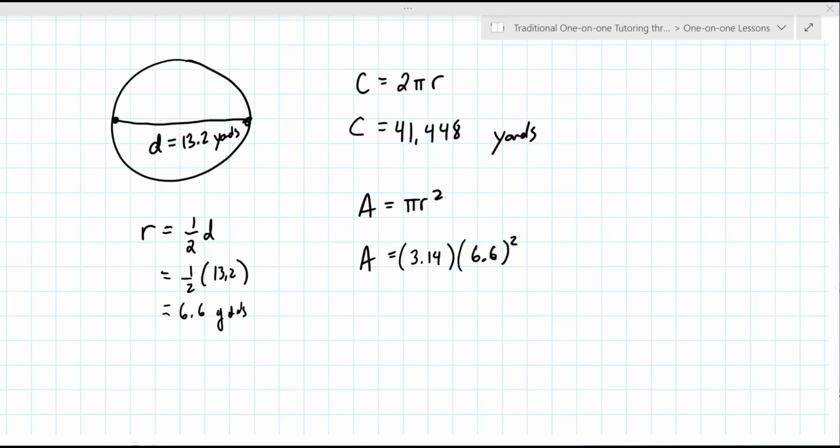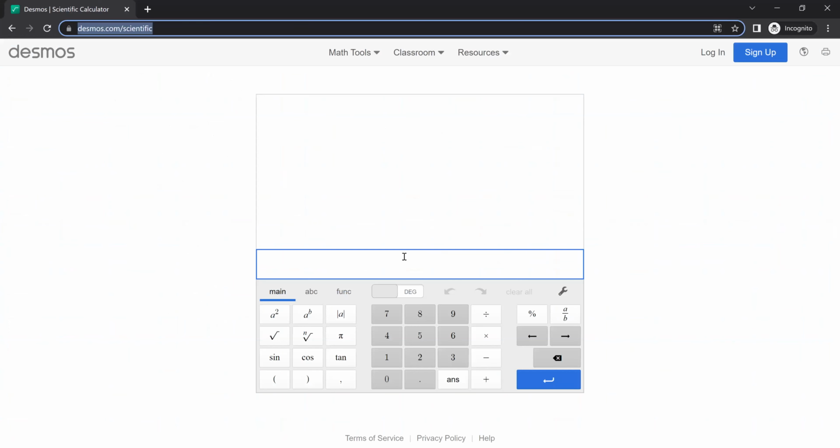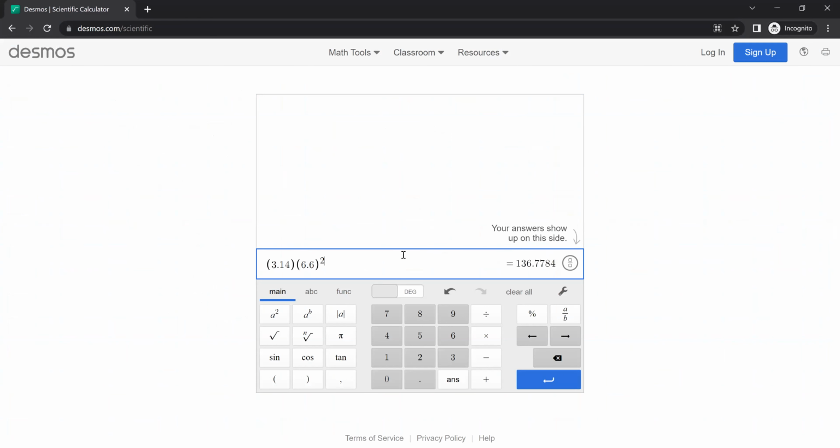I will share my screen and show you. Remember, order of operations: you have to square before you multiply. So, the Desmos calculator. I'm going to send you a link in the chat, and I'm also going to share my screen. On my screen, you should see that if you type in exactly what we have written, that's what I'm looking for.